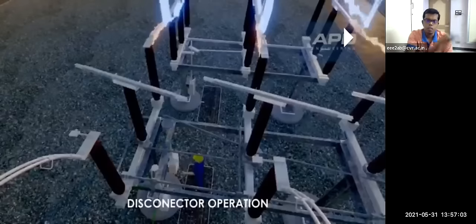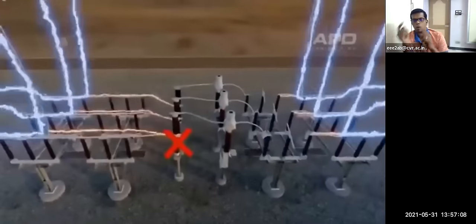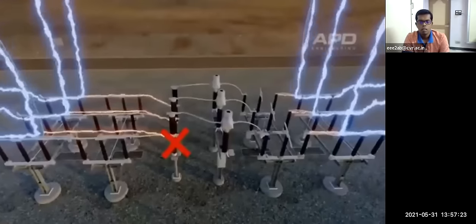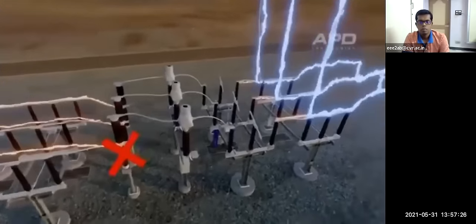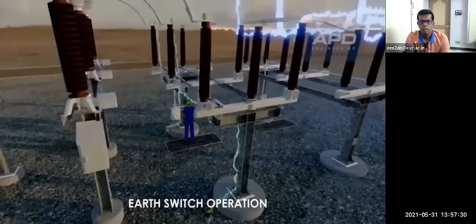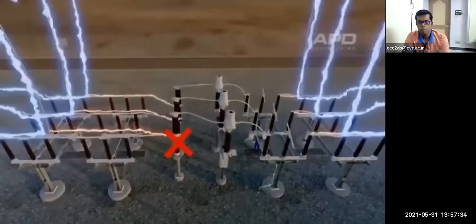So this is also the disconnector. See how it is disconnecting. One rod might be there. If you turn that rod, automatically this line will disconnect. It disconnects that particular feeder, that particular circuit. So this is the earth switch operation. Okay, earth switch. So everything will be earthed.